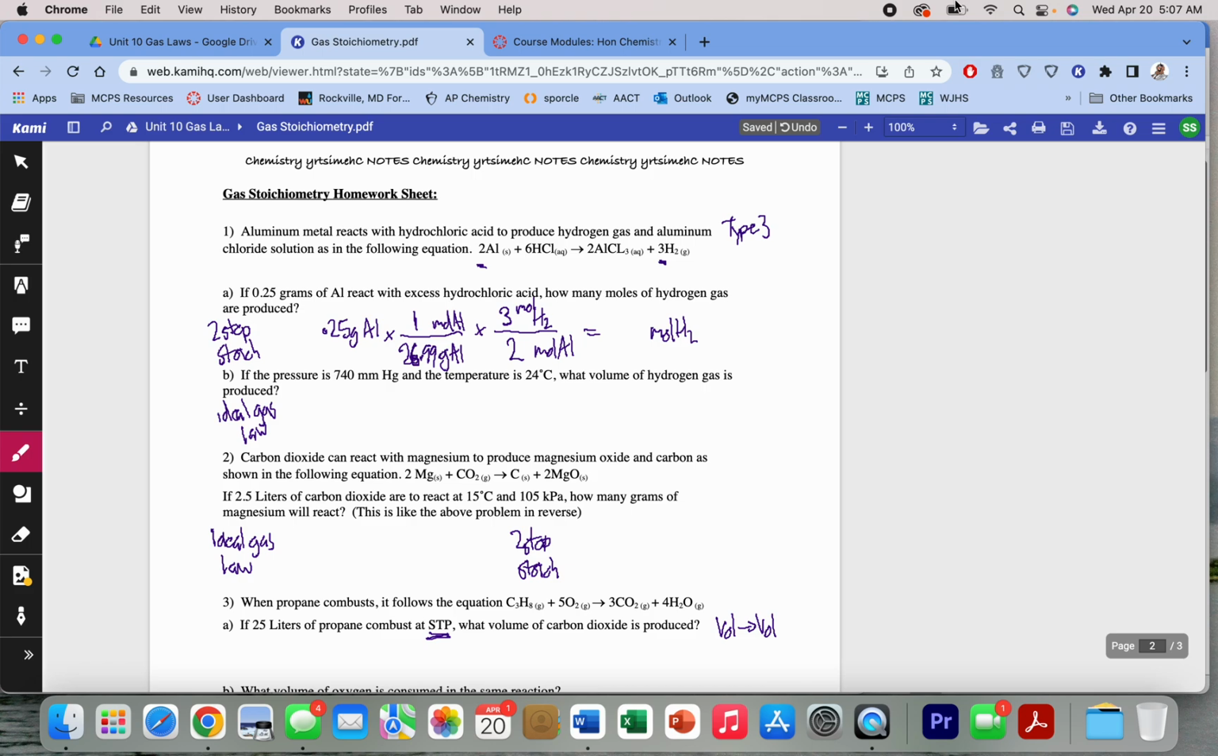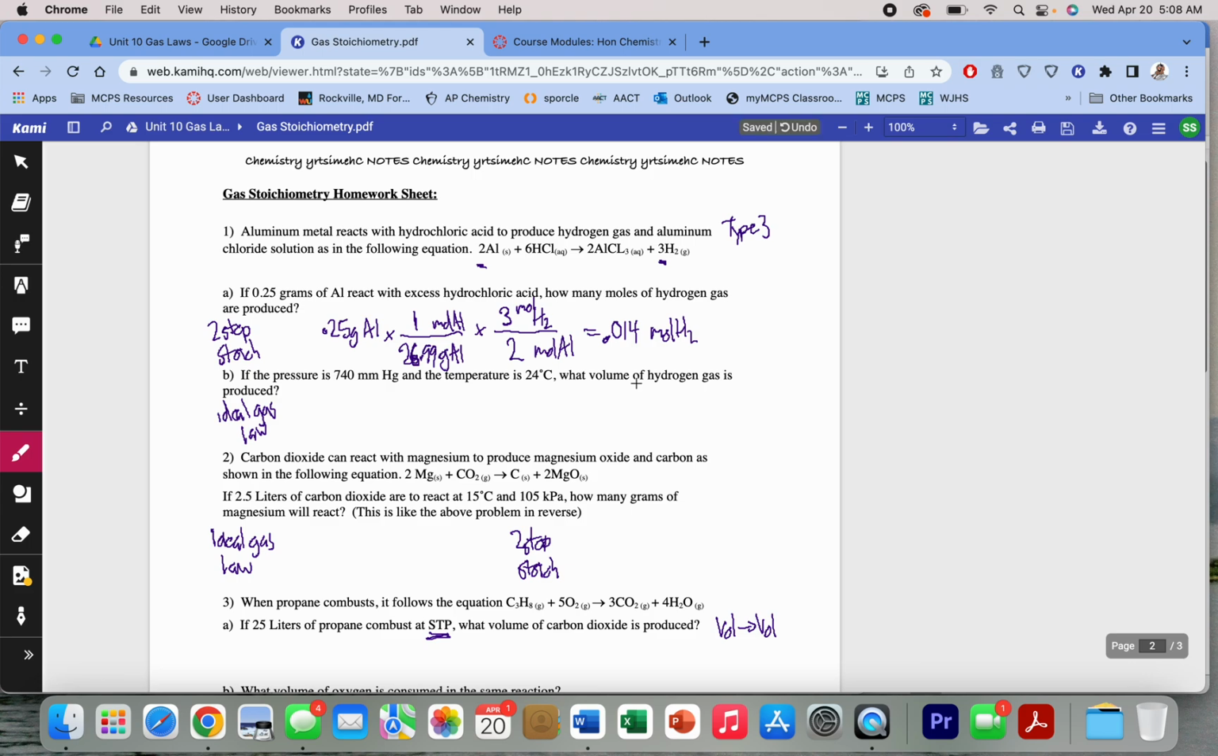And say 0.25, and I guess I'll divide by 26.99. And I will multiply by 3 and divide by 2. So I get 0.014 moles of hydrogen. Okay, so there's my stoichiometry.